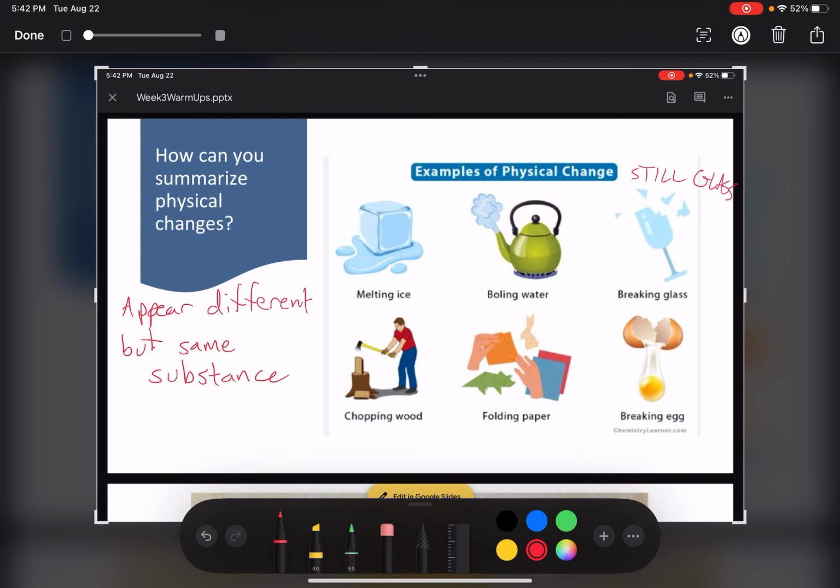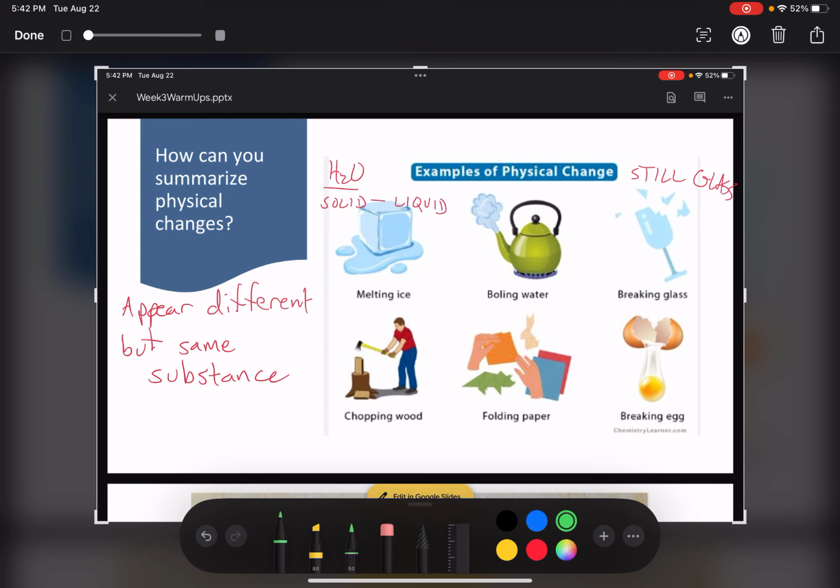If I melt this ice, and let's stop calling this water, let's start calling it H2O. You'll thank me later. So H2O, if I melt the ice, it is still H2O. All I did was change from being a solid to a liquid. That is just a state change.